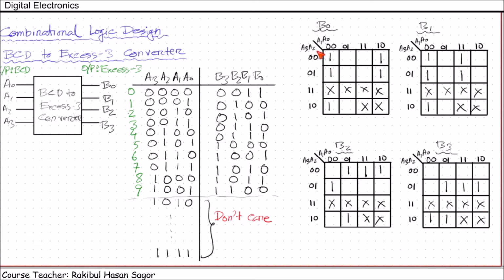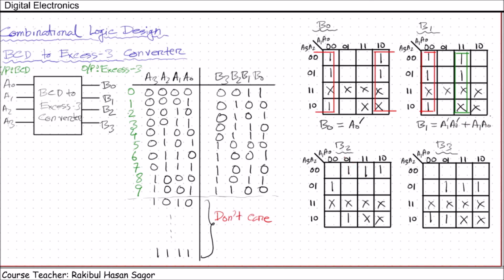Now let's combine the adjacent cells containing ones. We have this as adjacent cells containing ones. So we can write B0 equals A0 prime. Now let us go for B1. We can take this box and we can take another box here, and B1 can be written as A1 prime A0 prime plus A1 A0.